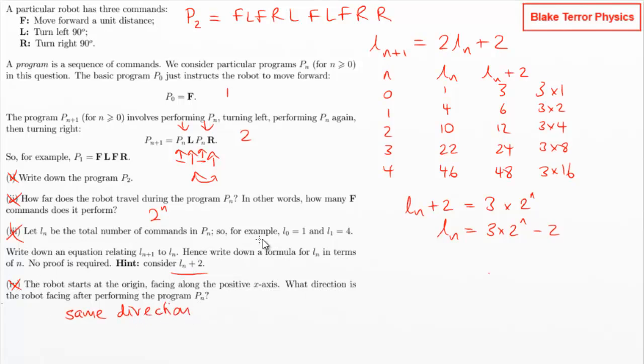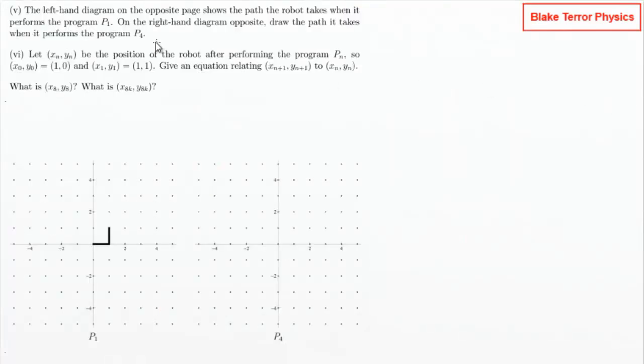Right, okay. But I know there's another sheet to this because I had to copy this onto 2 sheets. So I still reckon something horrible is going to happen here. Part 5. The left-hand diagram on the opposite page, i.e. now below, shows the path of the robot when it performs program P1.